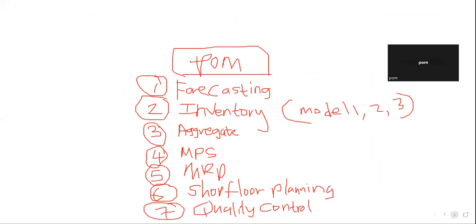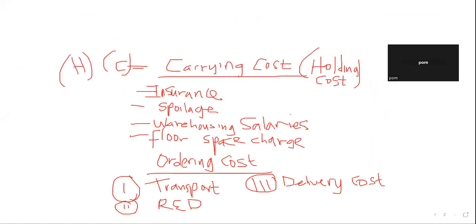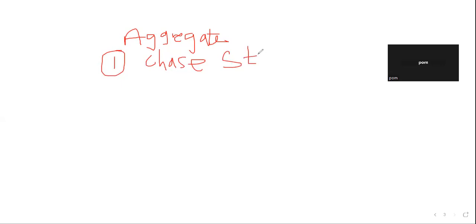Aggregate planning is a planning that involves two strategies. So we have the two strategies: the chase strategy, which is also called matching demand. So chase strategy for matching demand.